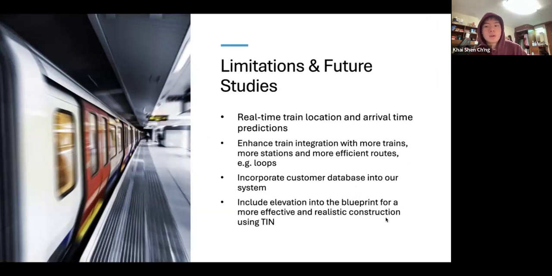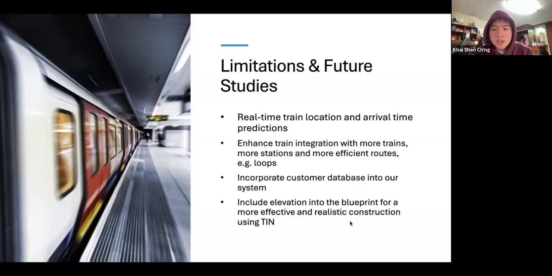Enhancing train integration would be one of our goals as well, such as including more trains into the database system, more stations across the two cities, or even expanding to a different city, and more efficient routes. Currently we only have two types of routes, one going from Lincoln to Omaha and one returning from Omaha to Lincoln. So maybe having an internal loop in the cities would be more efficient for our designated users.